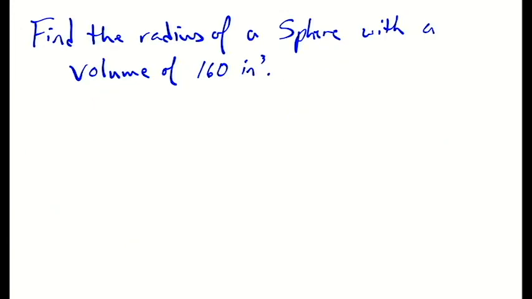For our final example, what we're going to look at is we're going to want to find the radius of a sphere that has a volume of 160 cubic inches. So to start this off, we're going to start off with our volume formula, 4/3 pi r cubed. We're going to plug in the 160. It's not a very nice number because it's not left in terms of pi. Sometimes it may happen that way.